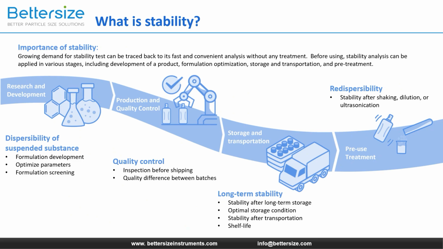We also need to find out the optimal transportation and storage conditions in case the products are not stable or invalid after long-term storage or transportation. Good storage and transportation stability increases the product's shelf life. Many products need to be shaken or diluted before use. Therefore, it is quite important to analyze the dispersion to observe how the pretreatment affects the stability. If the dispersion is not stable after pretreatment, the formulation needs to be screened again.